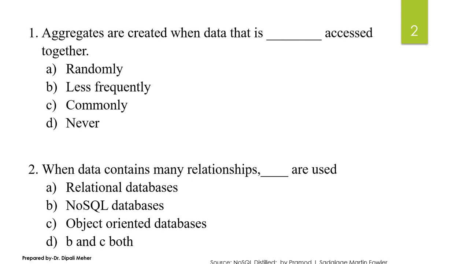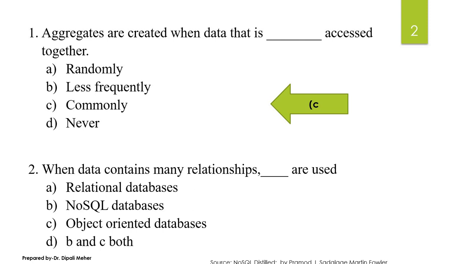Aggregates are created when data is dash accessed together. Options are A. Randomly, B. Less frequently, C. Commonly, D. Never. And the correct option is option C. Commonly. Aggregates are created when data is commonly accessed together.